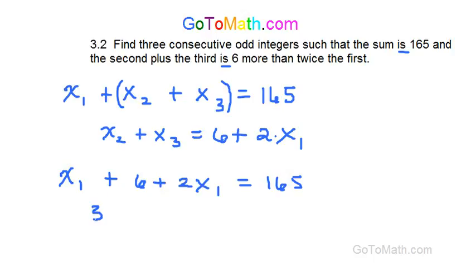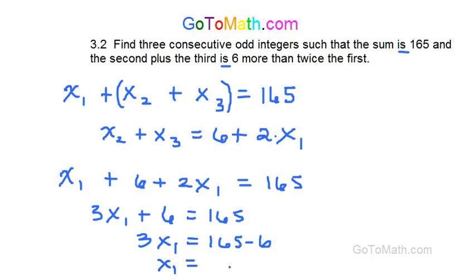So this looks like collecting up some like terms here. We have 3x1 plus 6 is equal to 165. We can go ahead and take that 6 over to the right hand side. 165 minus 6, 3x1, so it looks like x1 is going to end up being 53, I believe.